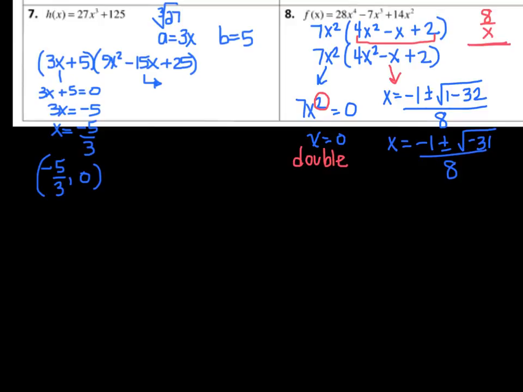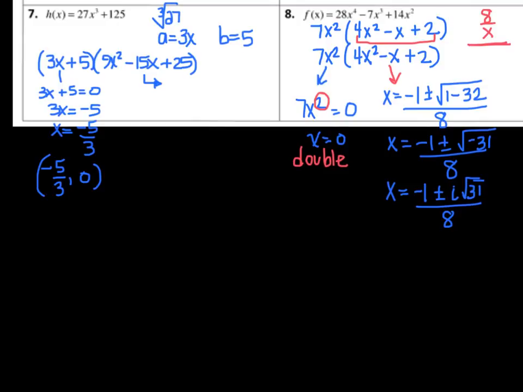All over 8. I need to look at my square root and see if I can simplify it, and I know that negative has to come out in front of the radical as an i. So I'm going to have x equals negative 1 plus or minus i root 31 all over 8. And this can't simplify anymore. So the question, how many times will this quartic, right, degree 4, how many times will this quartic touch the x-axis?